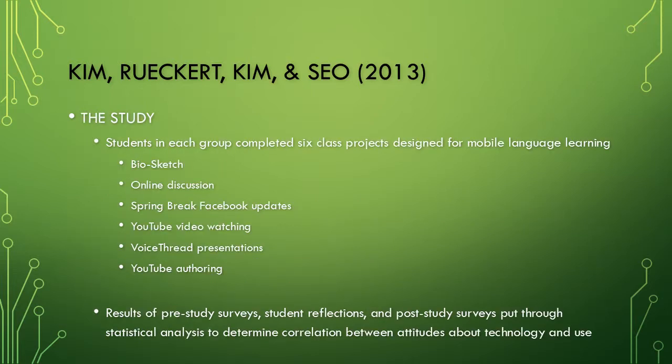The study had students in each group completing 6 class projects which were designed for mobile language learning. These included a bio-sketch, an online discussion, spring break Facebook updates, YouTube video watching, a voice thread presentation, and YouTube authoring. From the results of the pre-study surveys, student reflections, and post-study surveys, statistical analyses were conducted to determine a correlation between attitudes about technology and the use of mobile technology in the classroom.